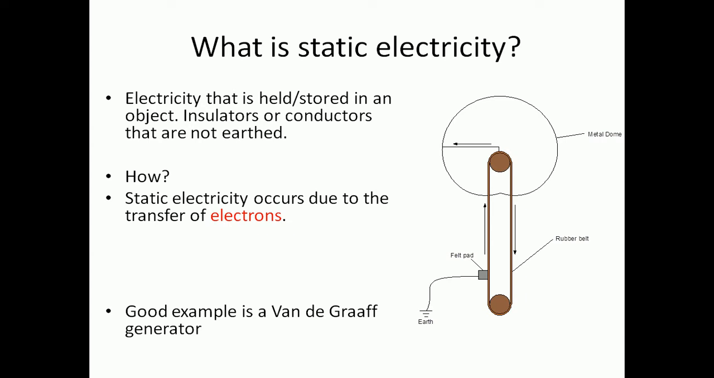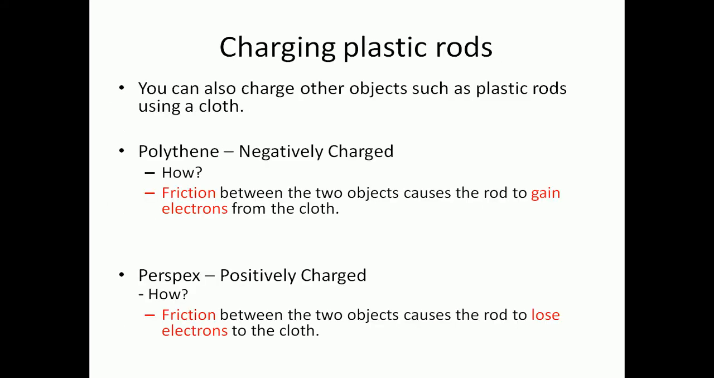Other examples of static electricity involve plastic rods or plastic slides or any sort of plastic material, most plastic materials. How we make these statically charged is simply by friction. If we have a rod, such as a polythene rod, and we rub it with a cloth, then the polythene rod will become negatively charged. The reason it becomes negatively charged is because the friction between the cloth and the rod causes the rod to gain electrons from the cloth.